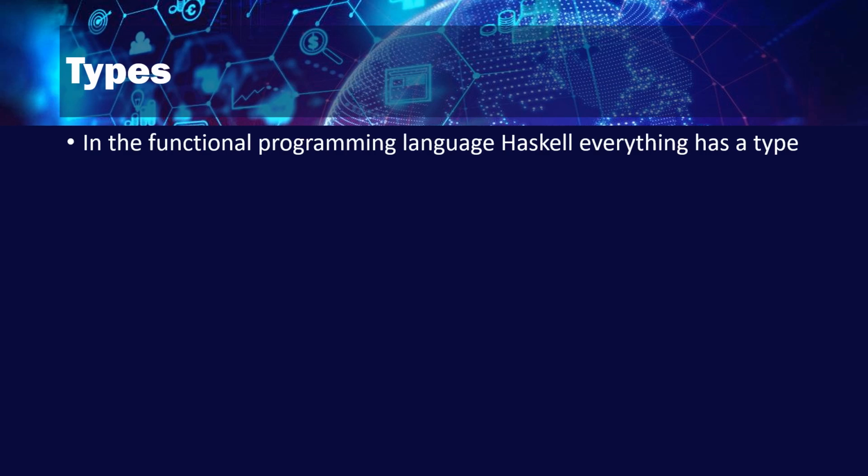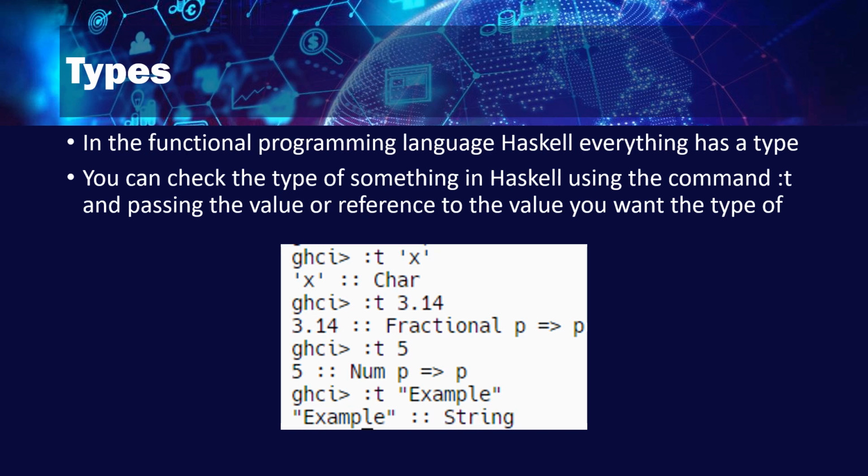In the functional programming language Haskell, everything has a type. You can check the type of something in Haskell using the command :t and passing the value or reference to the value you want the type of. You can see in these examples below that when we get the type of x, it is a character, 3.14 is a fractional, 5 is given the class num, and example is a string.